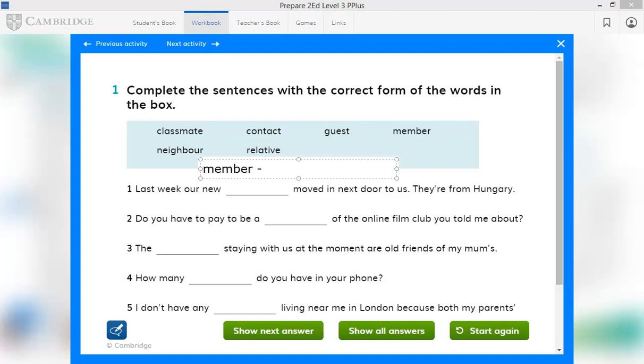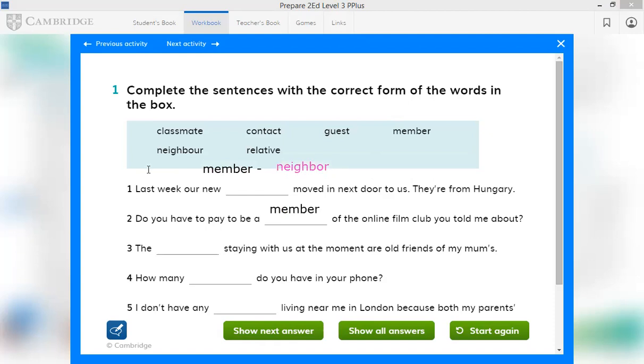Profe, yes. No sé si estoy bien, pero creo que en la 2 es la de member, porque ahí dice que tienes que pagar para ser miembro del club, ¿no? Okay. So maybe number two is member. Yes. All right, and the first one is neighbor. Number one is what? Neighbor.